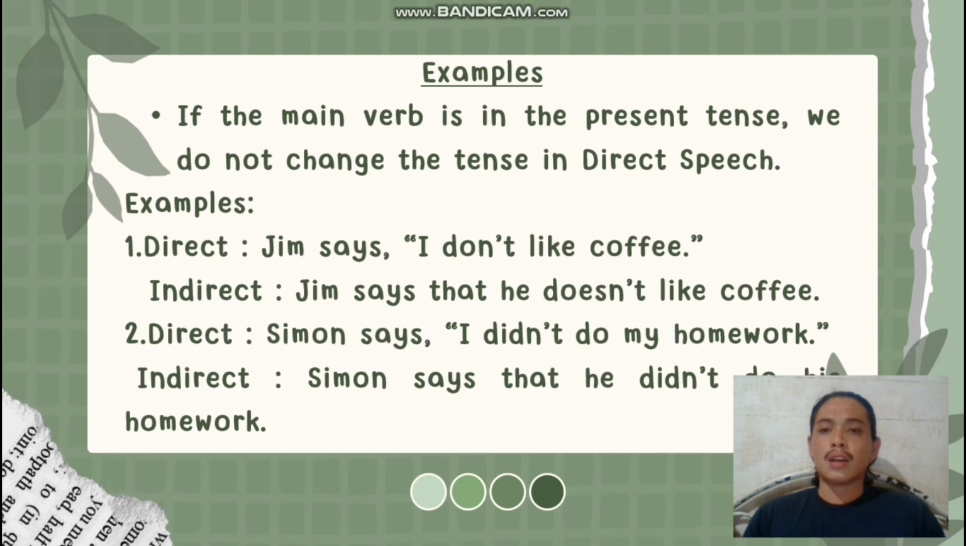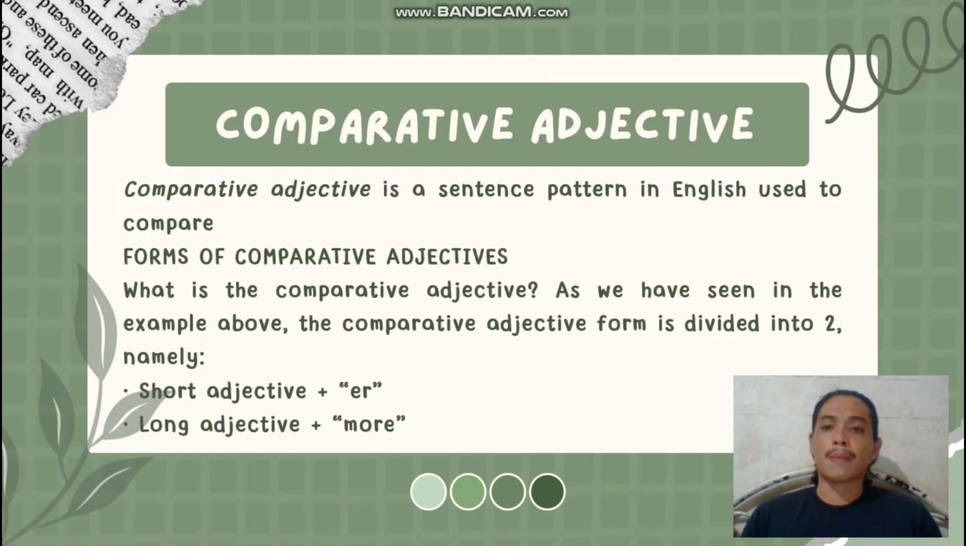Example: if the main verb is in the present tense, we do not change the tense in direct speech. Examples: 1. Direct: Jim says, "I don't like coffee." Indirect: Jim says that he doesn't like coffee. 2. Direct: Simon says, "I didn't do my homework." Indirect: Simon says that he didn't do his homework.